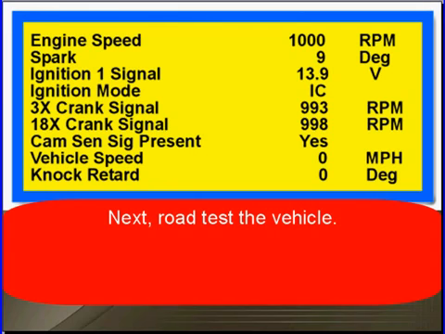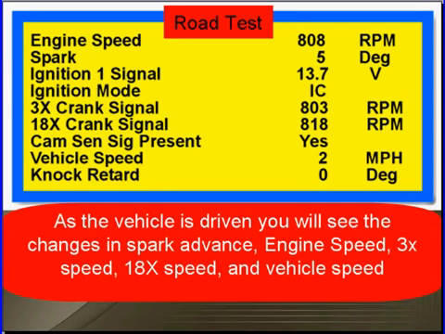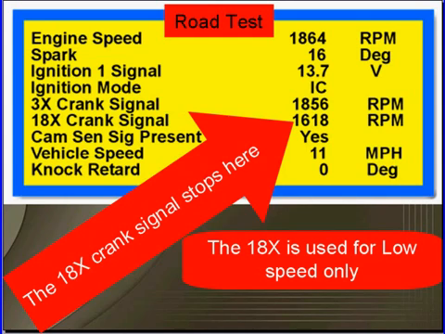Next, road test the vehicle. As the vehicle is driven, you'll see changes in spark advance, engine speed, the 3X signal, the 18X speed signal, and vehicle speed. This is normal. Special note here, the 18X signal on this vehicle stops here at 1618 RPM. The 18X is used for low speed only on this vehicle.